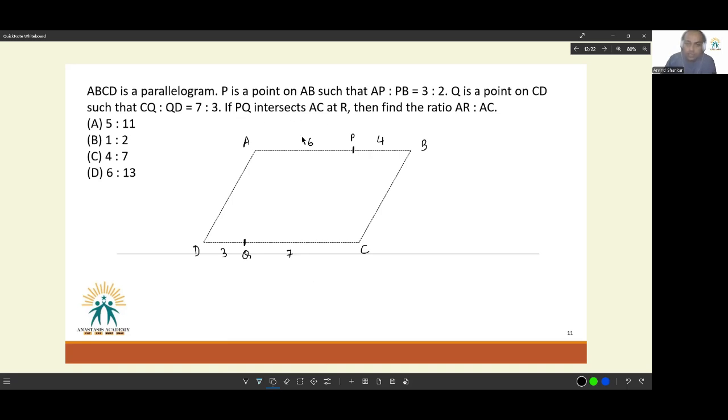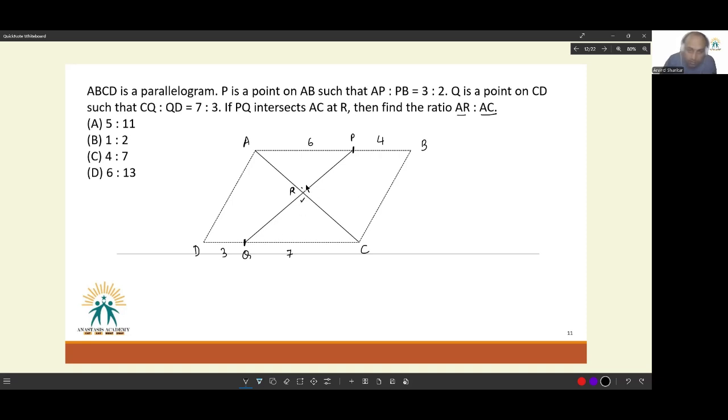Next, if PQ intersects AC at R, AC will be here, then PQ will be here. PQ intersects AC at R. Okay, then find the ratio of AR is to AC. Okay, first thing, see this.